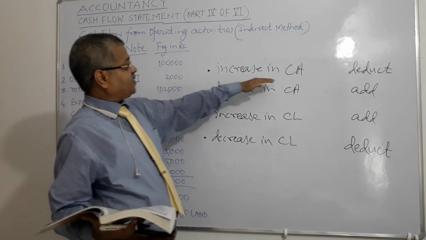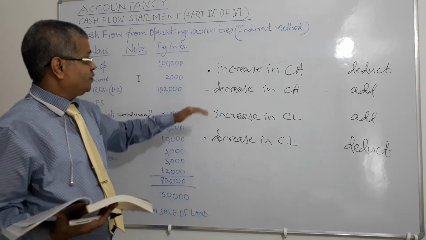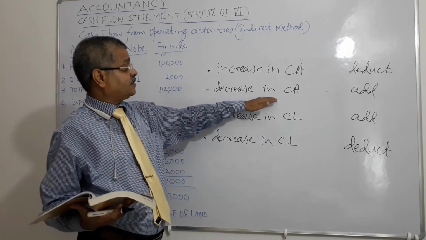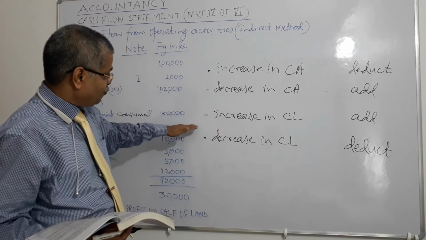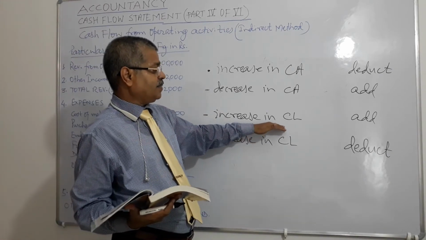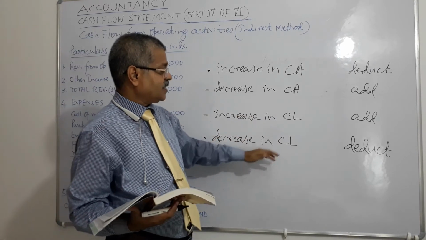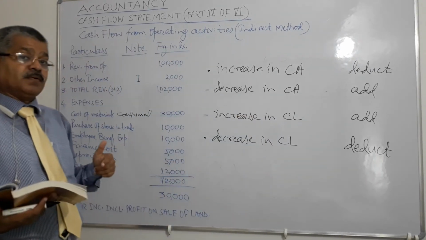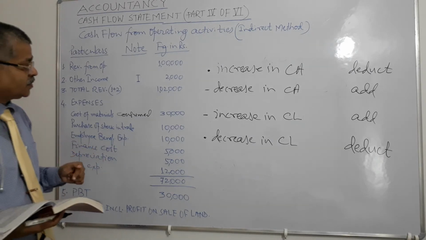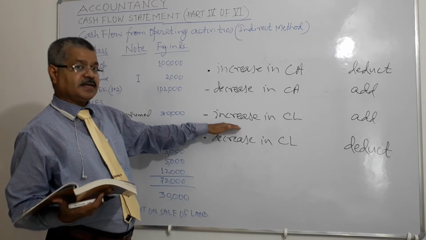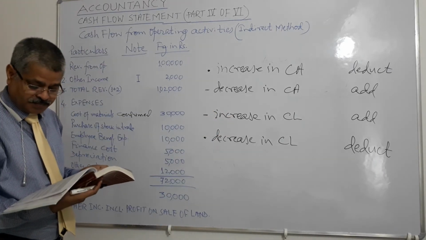When there is an increase in current assets, cash is used up. When there is a decrease in current assets, cash inflows. When there is increase in current liability, cash inflows. And when there is decrease in current liability, cash is used up, right? For decreasing liability, cash is used up, and when the current liability increases, cash inflows into the business, right?